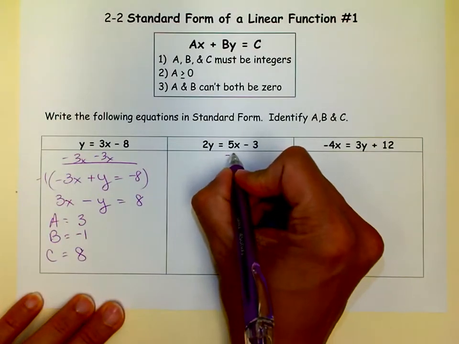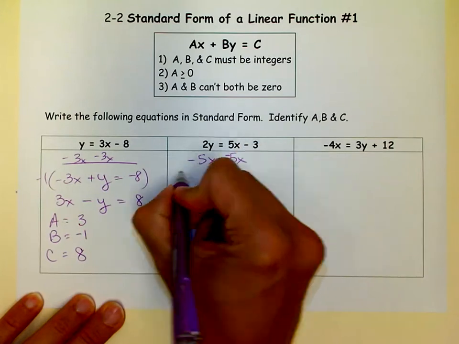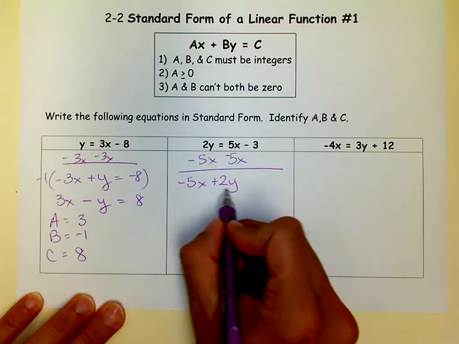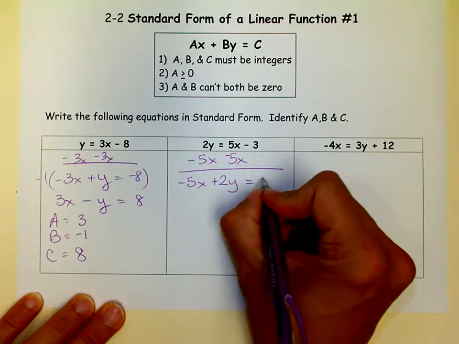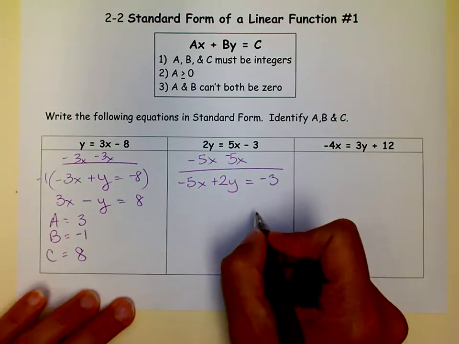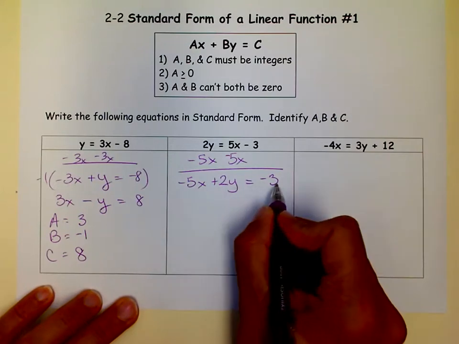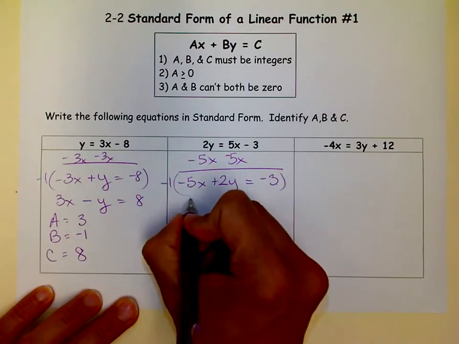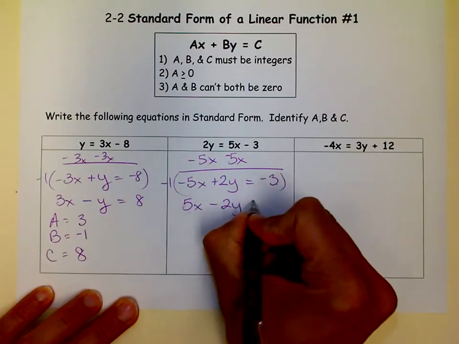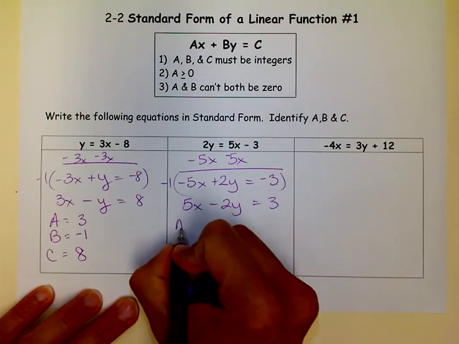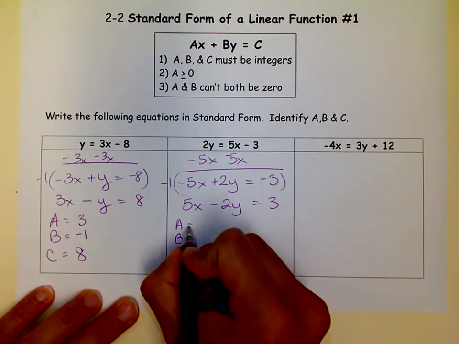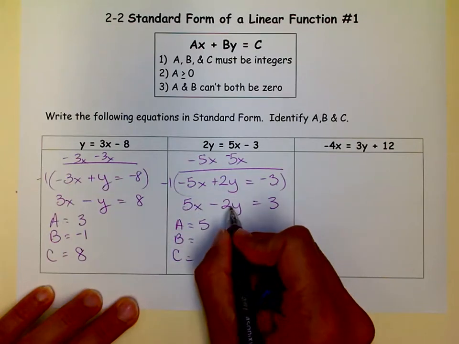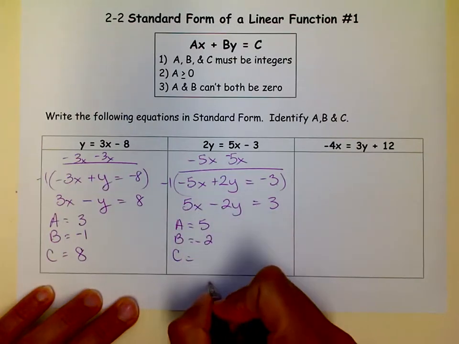We don't have x and y on the same side, so we're going to move the 5x over to the left side. And when we do that, we get 5x plus 2y. Remember, these aren't combinable. They're not like terms. Hopefully you remember that. So now they're all integers, but this is negative again. So we have to multiply by negative 1 again. And when we do, all the signs change. And so now we're ready for our a, b, and c. A is 5, the coefficient of x. The coefficient of y is negative 2. And the constant is 3.